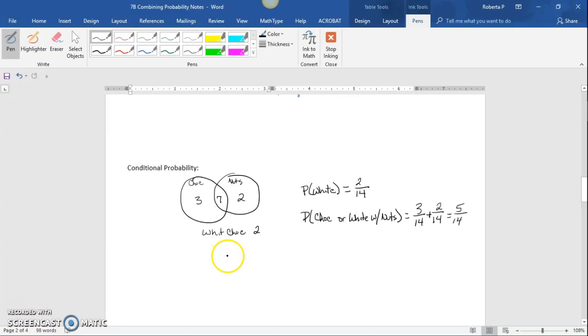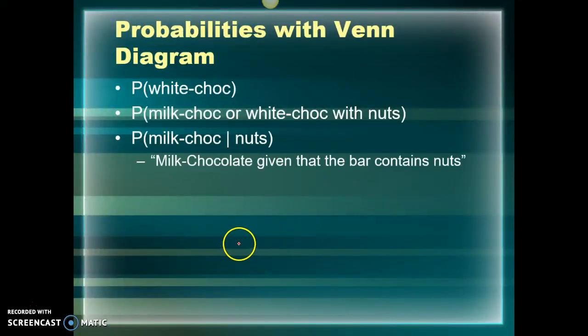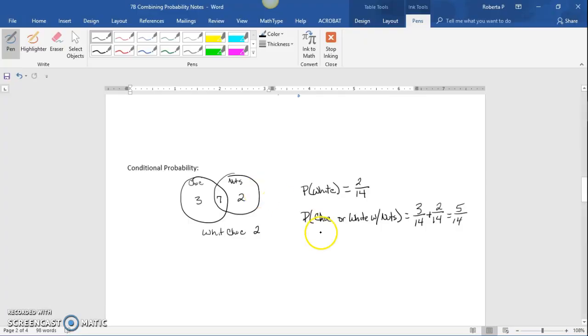Okay, so now we'll do the conditional probability. So what is the probability? This vertical line means given. What's the probability of milk chocolate, given the fact that the bar already contains nuts? There are chocolate with nuts, so there's 7 of them, but it already contains nuts, so it's kind of like my family already having high cholesterol. So this would be my family right here, so it'd be 7 out of 9.